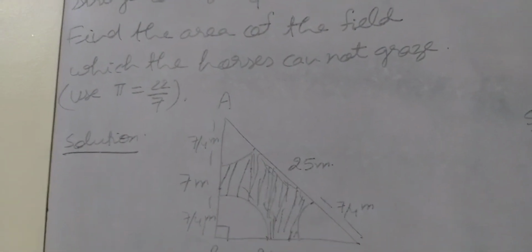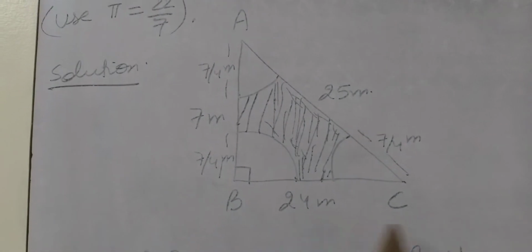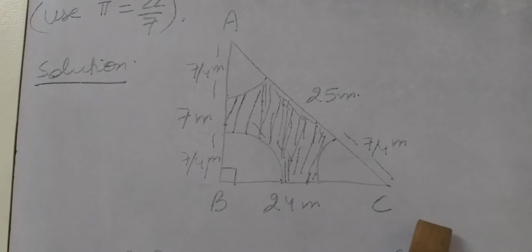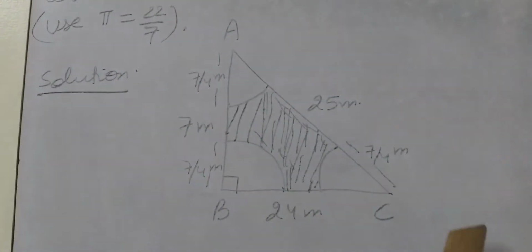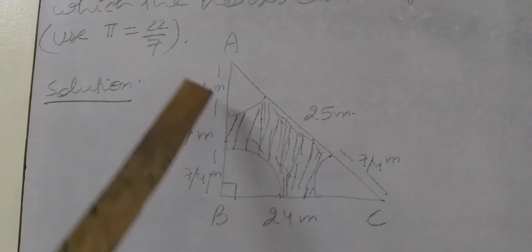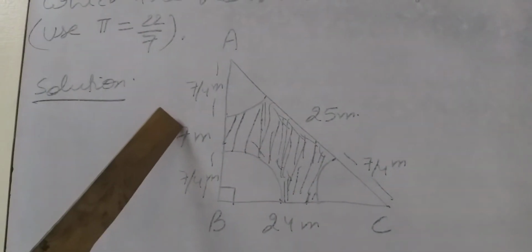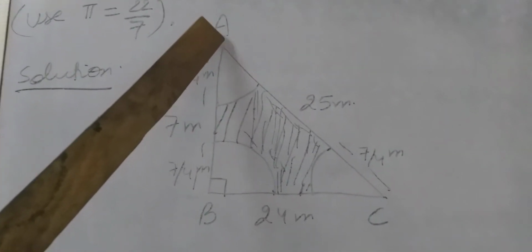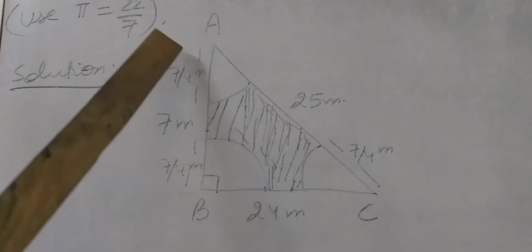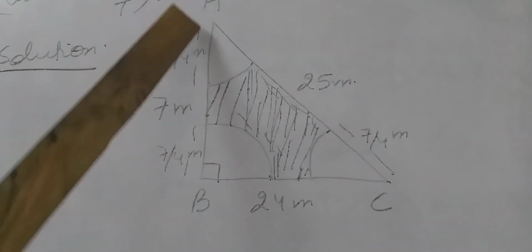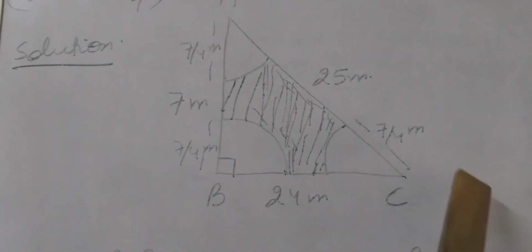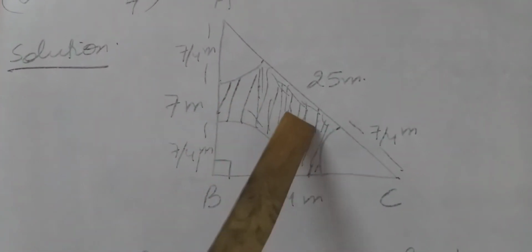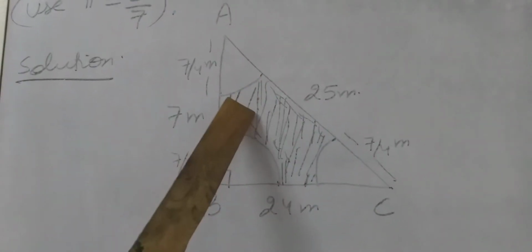So let us draw the figure. This is triangle ABC, angle B 90 degree, BC 24, AC 25 meter and AB 7 meter. And the horses are tethered at A, B and C. The length of rope is 7/4 meter. Okay. So we have to calculate the area of ungrazed region. This is the shaded part.